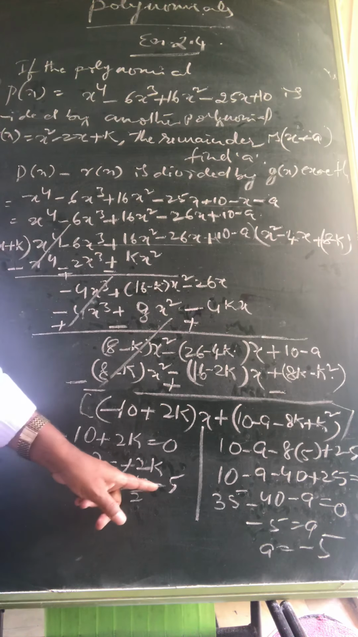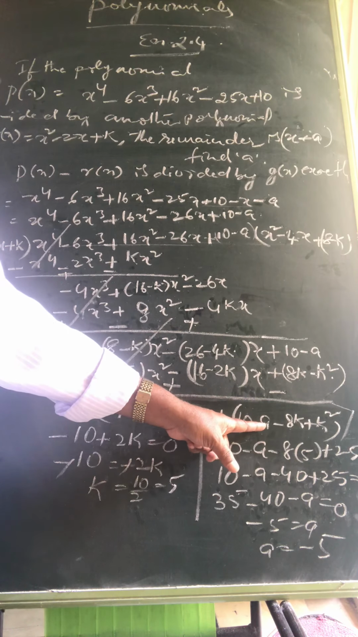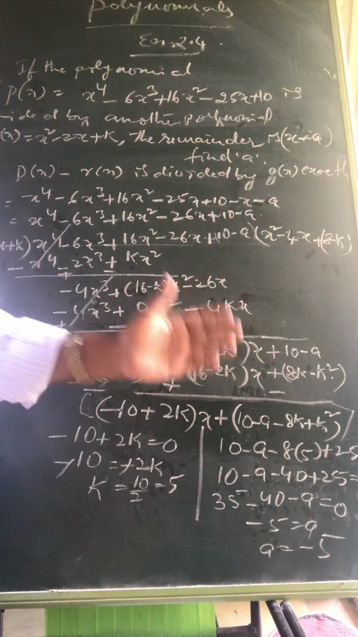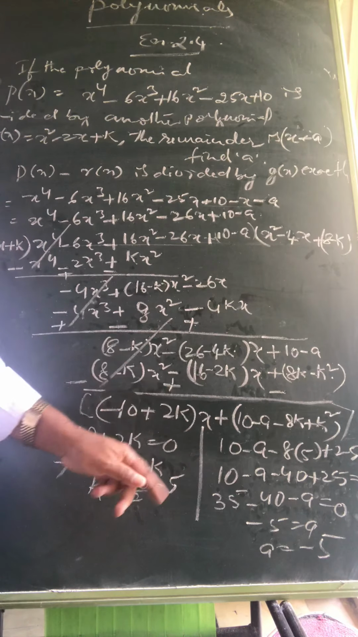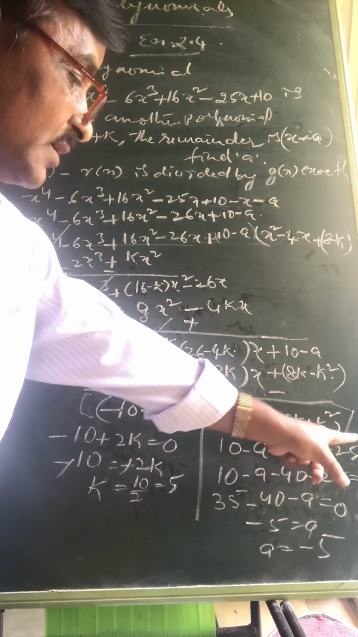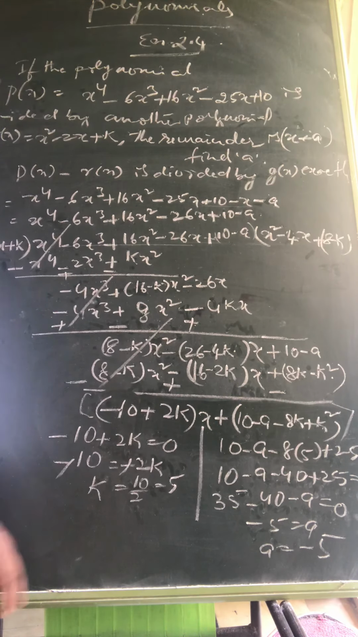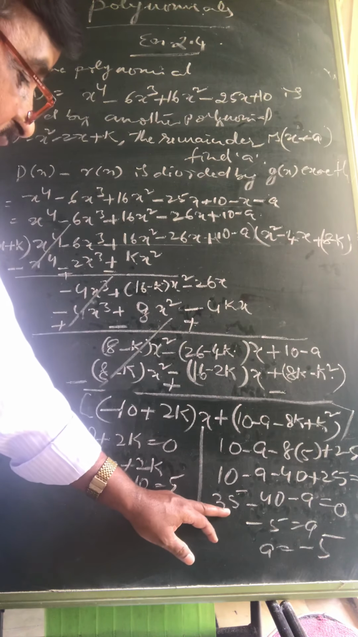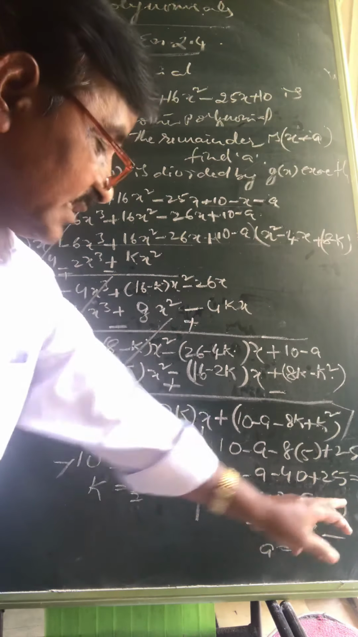What is the other term here? 10 minus a plus 8k plus k square. In that, substitute that 5 in the place of k. 10 minus a minus 8 into 5 plus 5 square, 25. Then 10 minus a minus 40 plus 25, that is 35 minus 40 minus a is equal to 0.